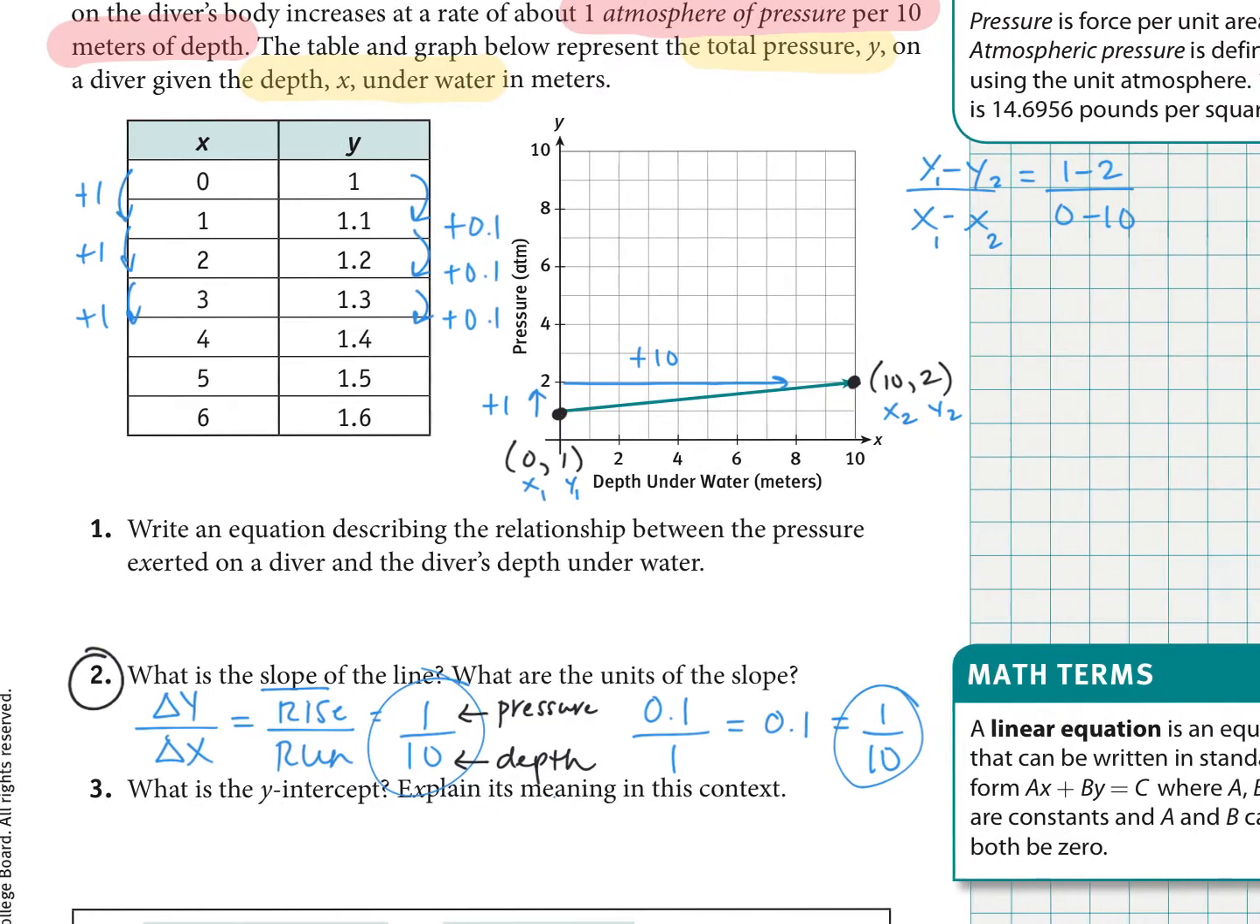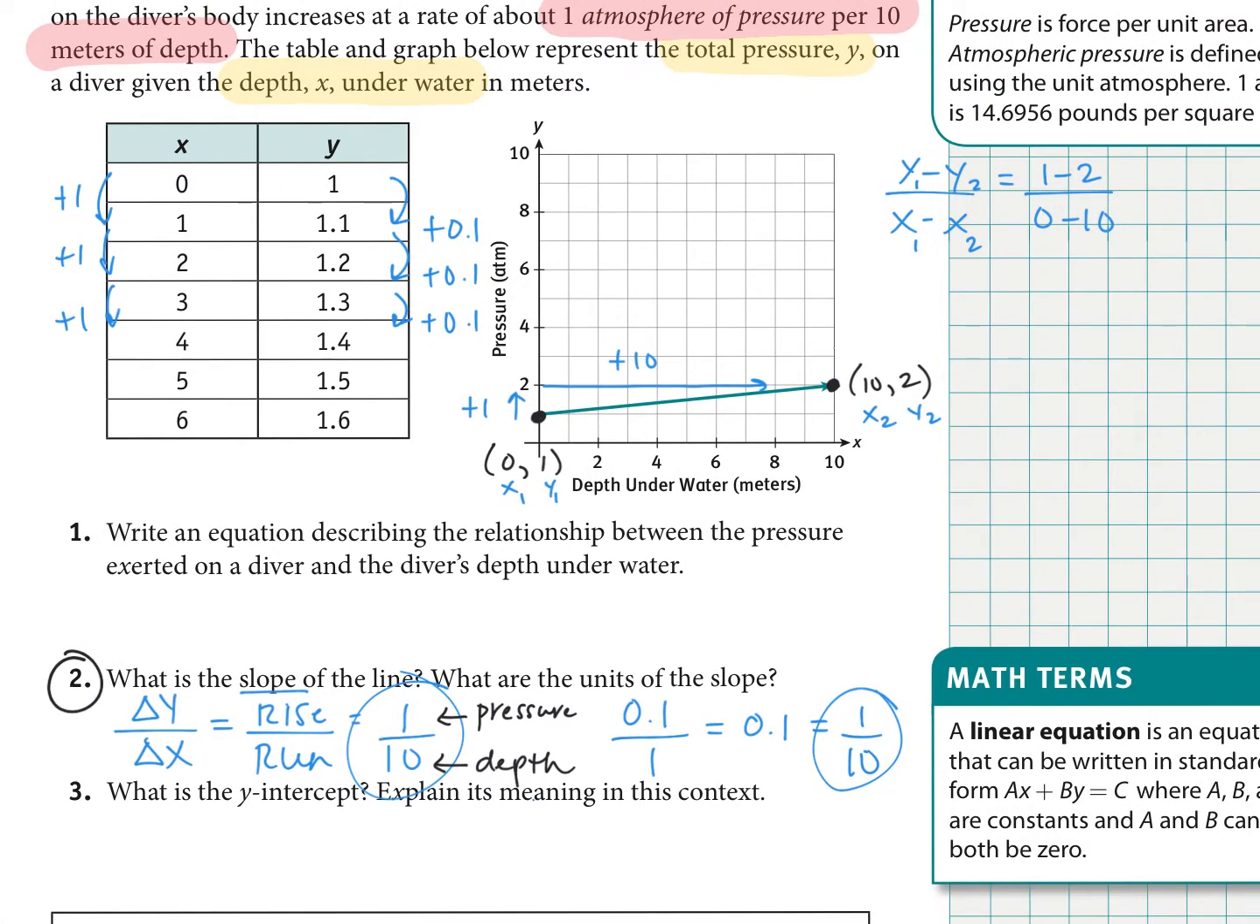If we keep working towards this, I can see that I'm going to get a -1 on top, a -10 on the bottom, which lo and behold reduces to 1/10. So again, we have the same slope as before. Let's go ahead and move on to our next problem. We're going to look at number 3 next.